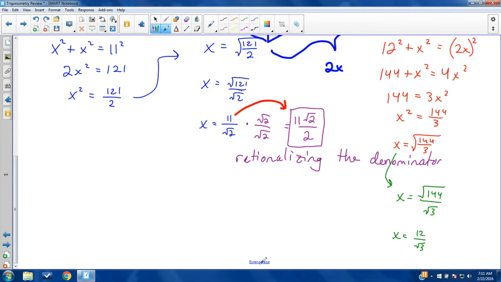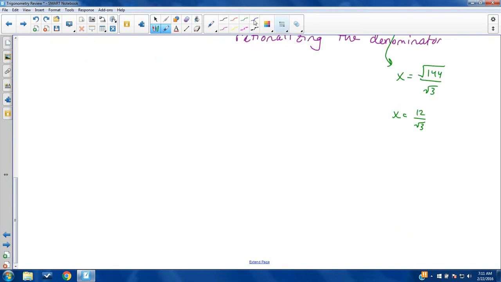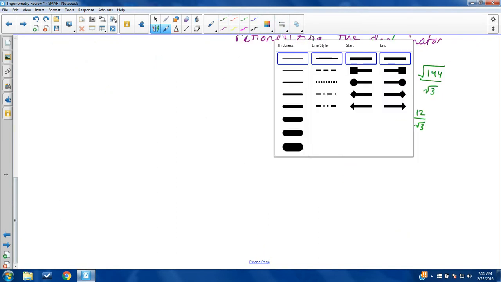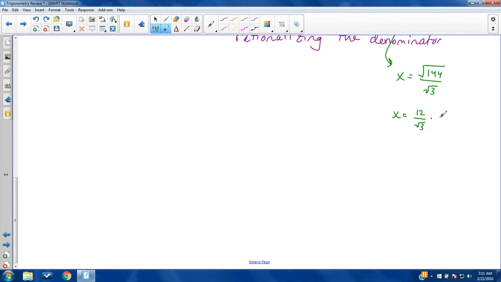Now, I do need to rationalize the denominator for this specific problem right here, so I have it in a better simplified format. So I will multiply this number by 1, or at least a representation of 1, which is root 3 over root 3. And this becomes 12 root 3, all divided by 3. Now, you can divide 3 from 12. So 12 divided by 3 is 4. So you will get 4 root 3 as your final answer.